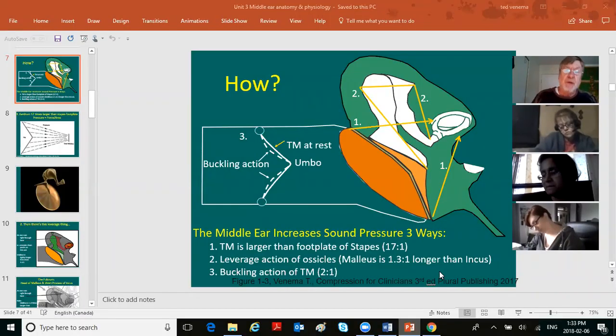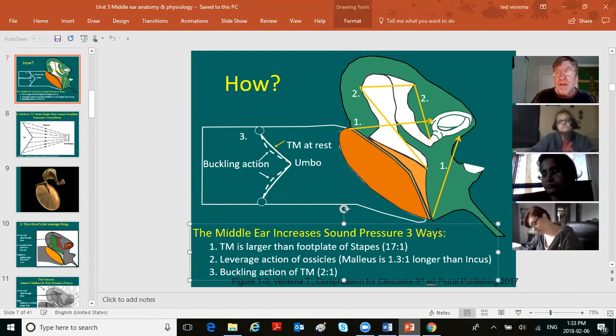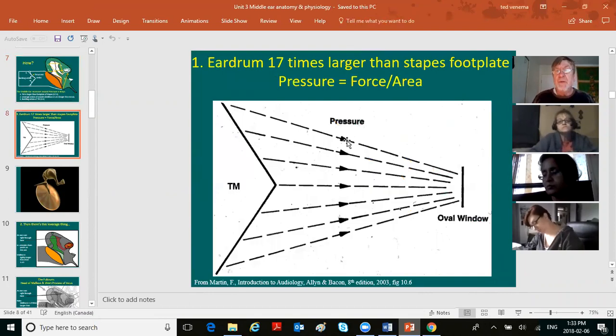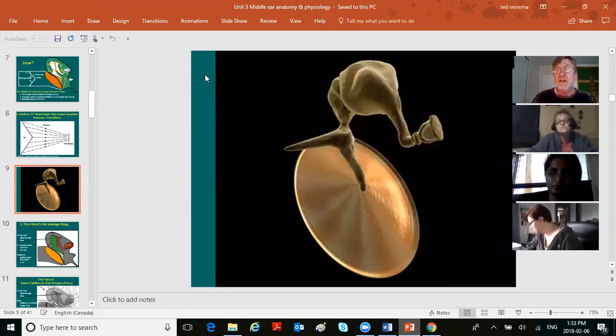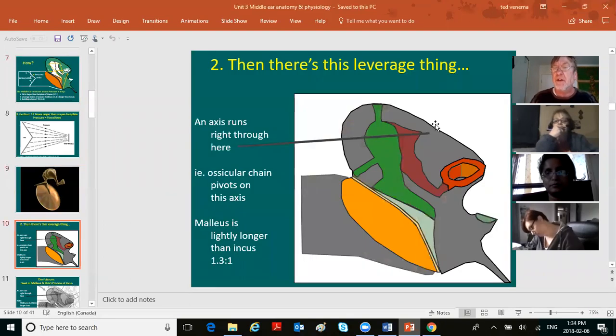So we've got the 3 ways that the middle ear does this, and we went over this in last week's Zoom session. If I carry on and move to the next slide, okay. There you go. There's the size of the eardrum relative to the size of the footplate of the oval window. So pressure is force over an area. That's numero uno. That's the first way. And the second, you can see it here too, the eardrum is way larger than the footplate of the stapes. That's the main way in which the middle ear increases pressure.